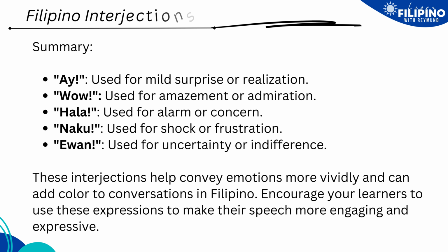So, in summary, here are the Filipino interjections we discussed. Ay is used for mild surprise or realization. Wow for amazement or admiration. Hala for alarm or concern. Nako is used for shock or frustration. And then ewan is for uncertainty or indifference.